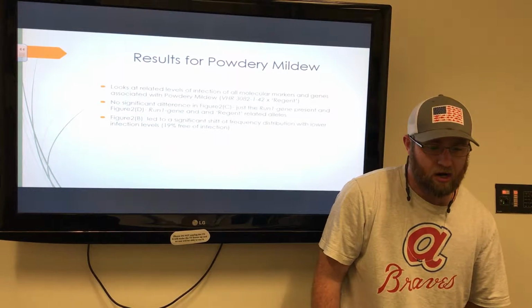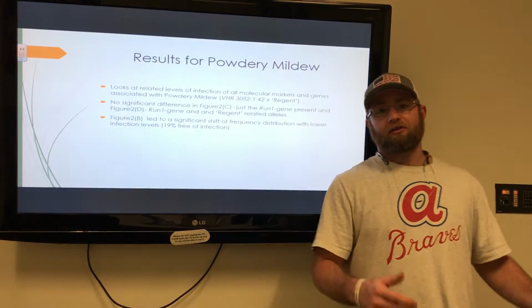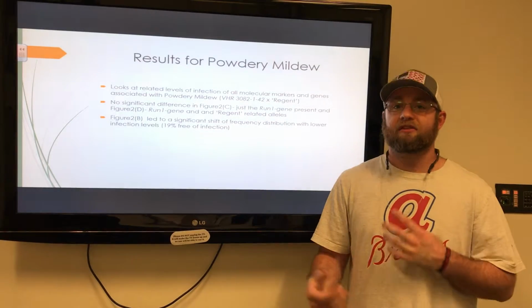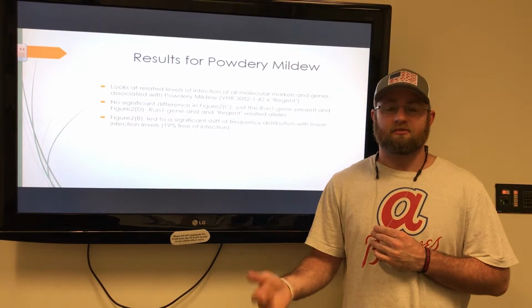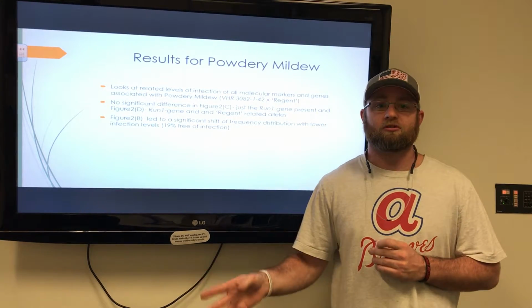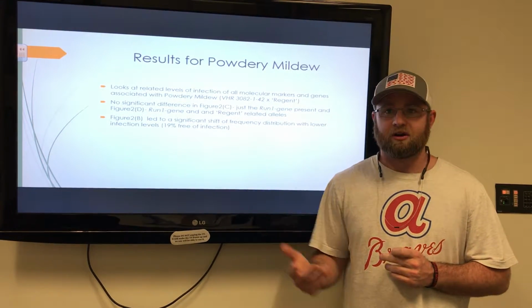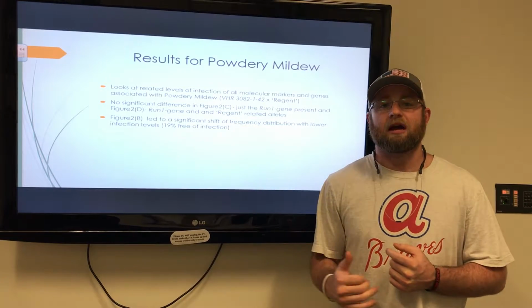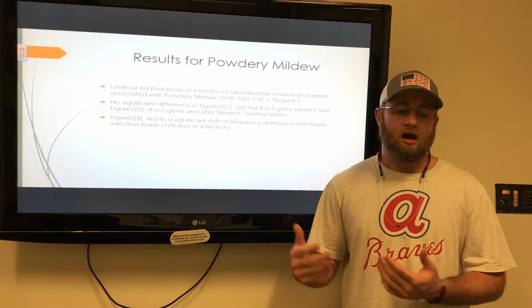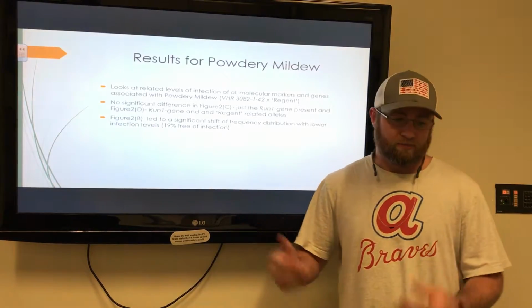For the second figure, we're going to be looking at the mother and father figures. All right, so we're going to be looking at the VRH, presence or absence of the run1 gene, and we're going to be looking at the region markers, which are about 3 or 4 markers, and it's going to be the presence or absence of those markers. And then it's just going to show you a correlation of rate of infection with the presence or absence of both of those.